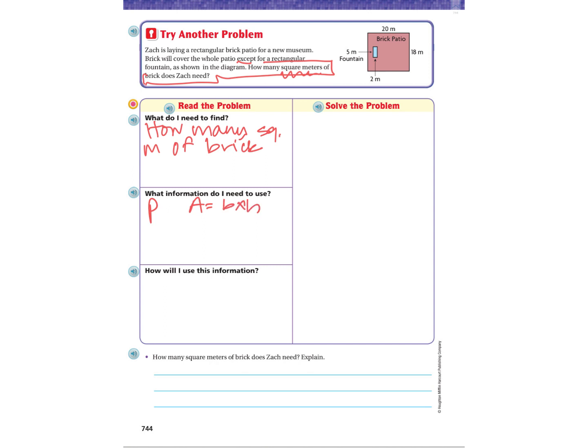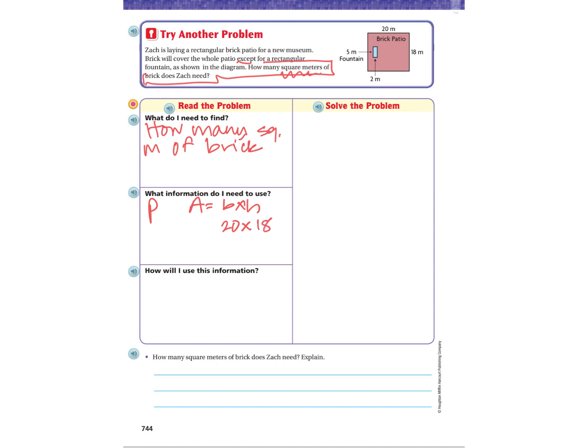So what is our patio area? We don't know. Do we know the base? Yeah. What is the base of our patio? 20, yep. And what is our height of the patio? 18. Perfect. So we're going to use that.